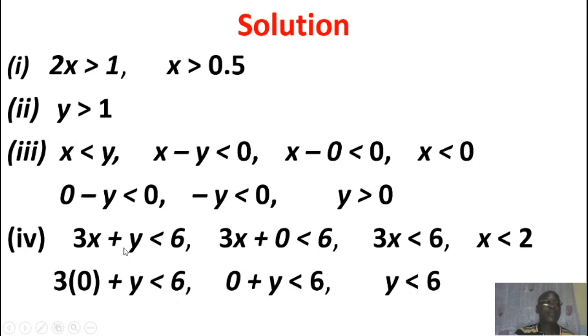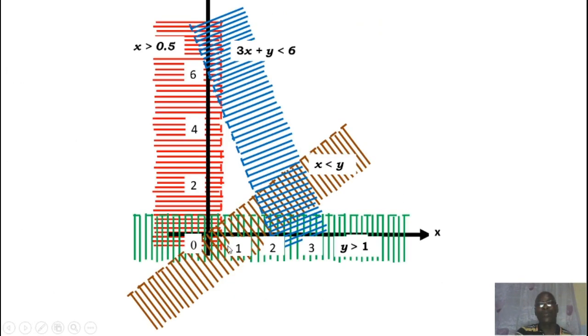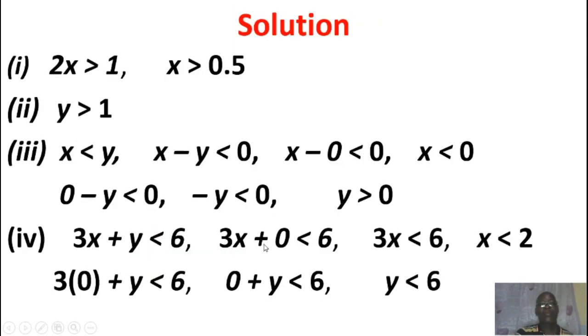The fourth one. Actually, we are given 2x plus y is less than 6, 3x plus y is less than 6. Now, 3x plus 0 is less than 6 here means we want to find the direction of movement of x along the x-axis where all values of y will be 0. If that is true, we put 0 for y to stand in this form, and we get 3x plus 0 to be less than 6, showing that 3x is less than 6.